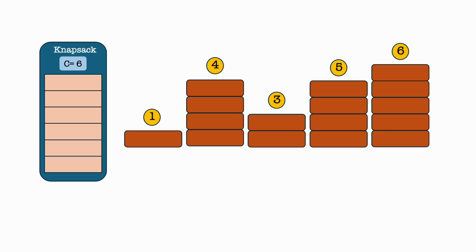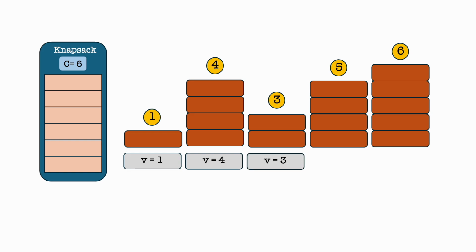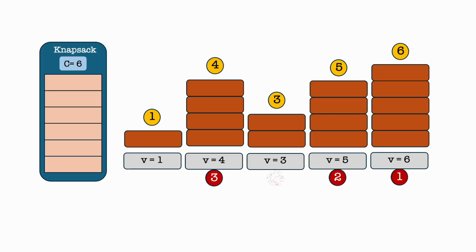In this approach, value decides the preference of items. The value of the first item is 1. The value of the second item is 4. The value of the third item is 3. The value of the fourth item is 5. The value of the last item is 6. The item with the highest value is the fifth item. It should be given the highest preference. After this, the fourth item, then the second item, then the third item, and the first item is last in the preference.